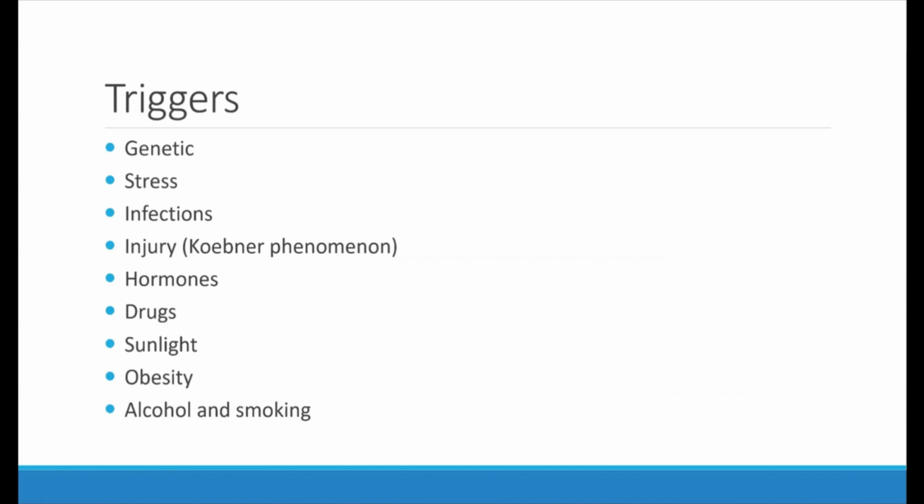Triggers of psoriasis include genetic factors, stress, infections, injury, which is also known as Koebner phenomenon, where your psoriatic plaques will emerge at areas of injury or trauma. Next, it can also be triggered by hormones, drugs, sunlight, obesity, alcohol, and smoking.